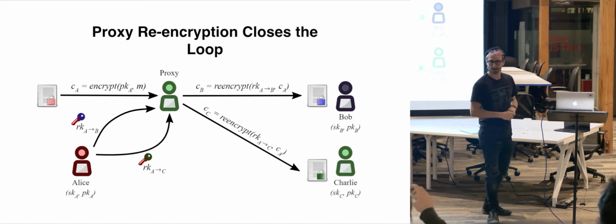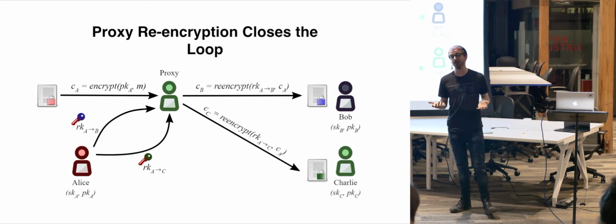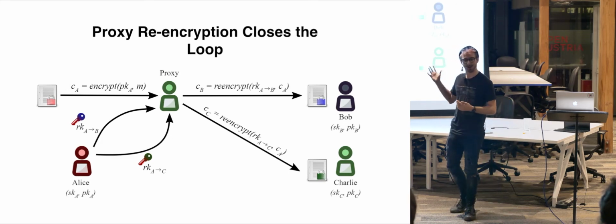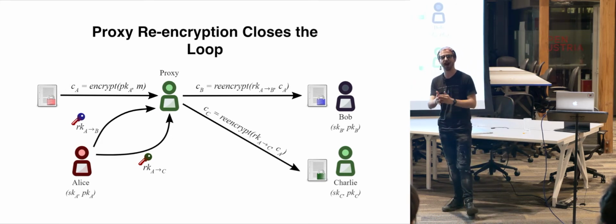sends it to Bob, it doesn't decrypt it with Alice's key and then re-encrypt with Bob's. It actually never decrypts the data. That's why proxy re-encryption is very interesting. It actually never decrypts the data in that state transition.